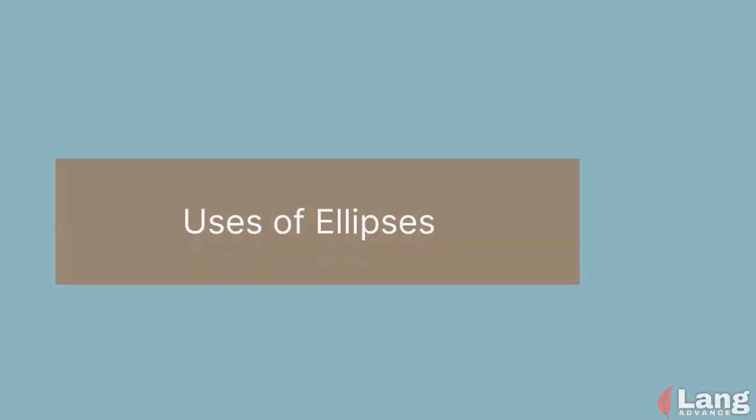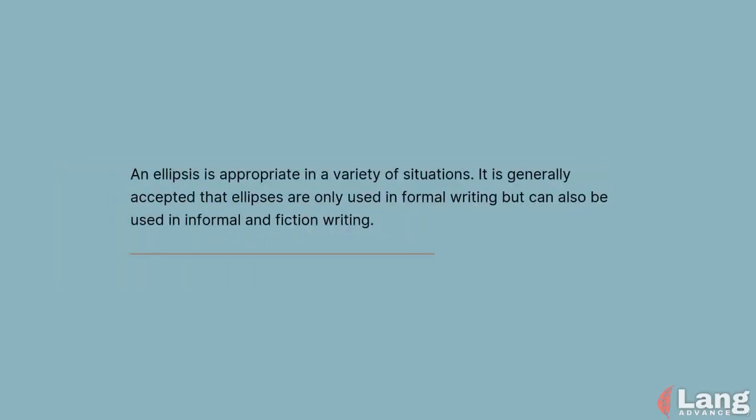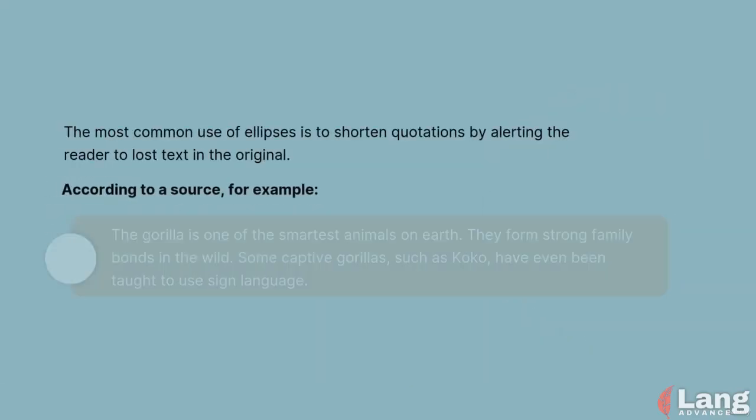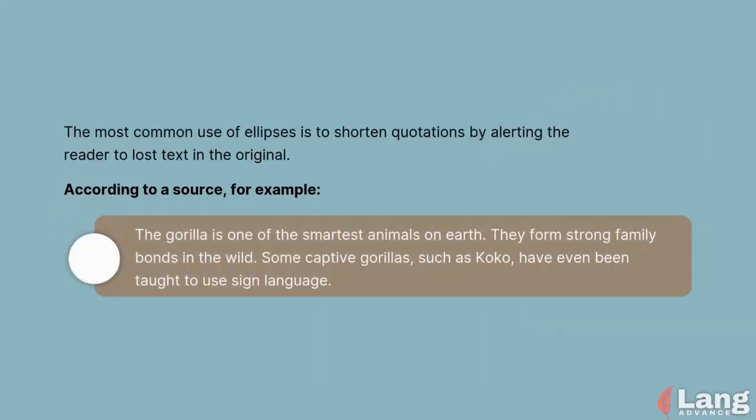Uses of ellipses. An ellipsis is appropriate in a variety of situations. It is generally accepted that ellipses are only used in formal writing but can also be used in informal and fiction writing. Omissions. In formal writing, an ellipsis is typically used to indicate an omission. The most common use of ellipses is to shorten quotations by alerting the reader to lost text in the original.